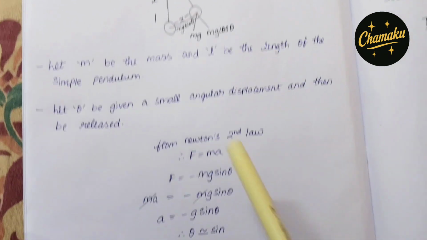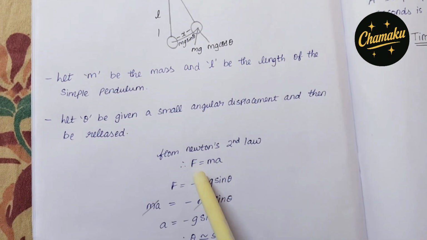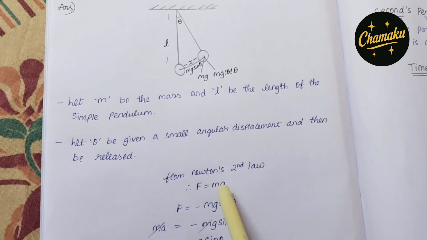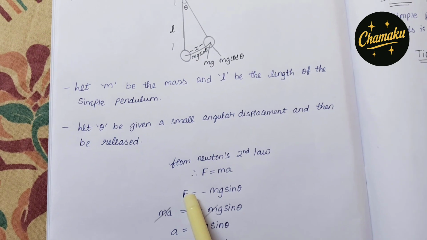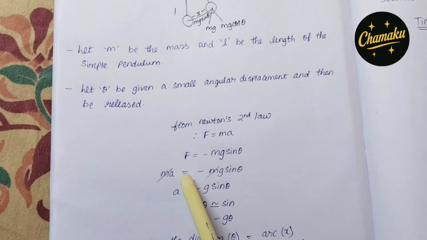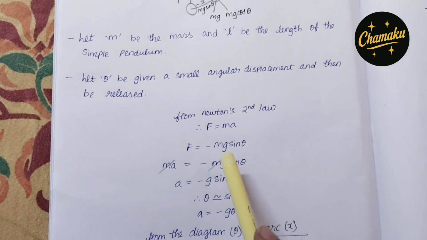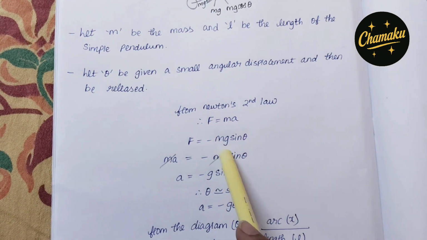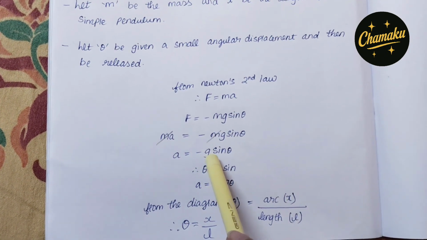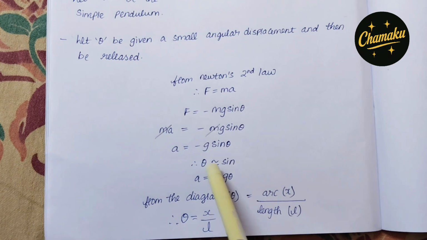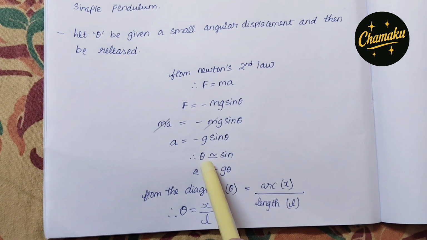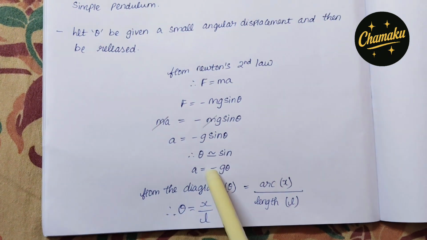Okay, so from Newton's second law, F is equal to ma. So we all know from Newton's second law, F is equal to ma and F is equal to minus mg sin theta. Therefore ma is equal to minus mg sin theta. The same terms, m and m, will be cancelled. The remaining terms will be written here: a is equal to minus g sin theta. Therefore, for small theta, sin theta is nearly equal to theta. So in place of sin theta we will take only theta. So a is equal to minus g theta.